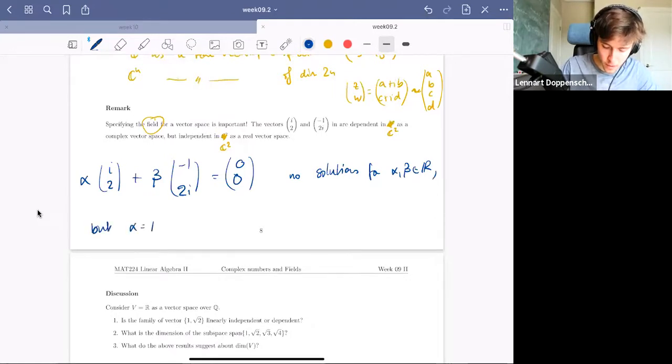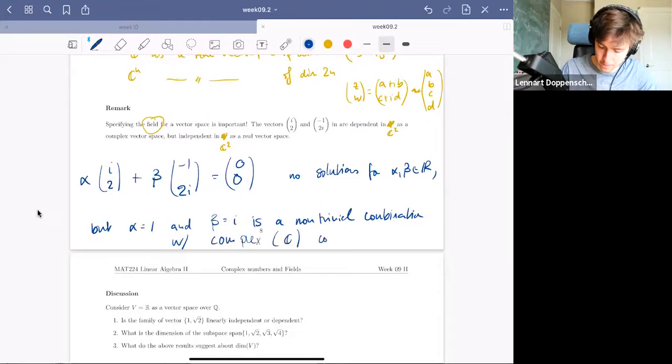But alpha equals 1 and beta equals i is a non-trivial combination with complex coefficients. So these vectors are linearly independent if you think about C2 as a 4-dimensional real vector space, but they're dependent if you think about this as a 2-dimensional complex vector space.